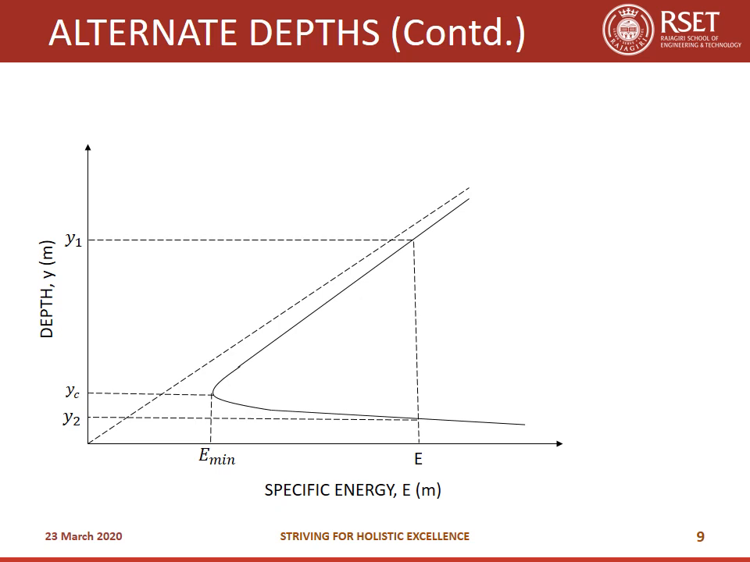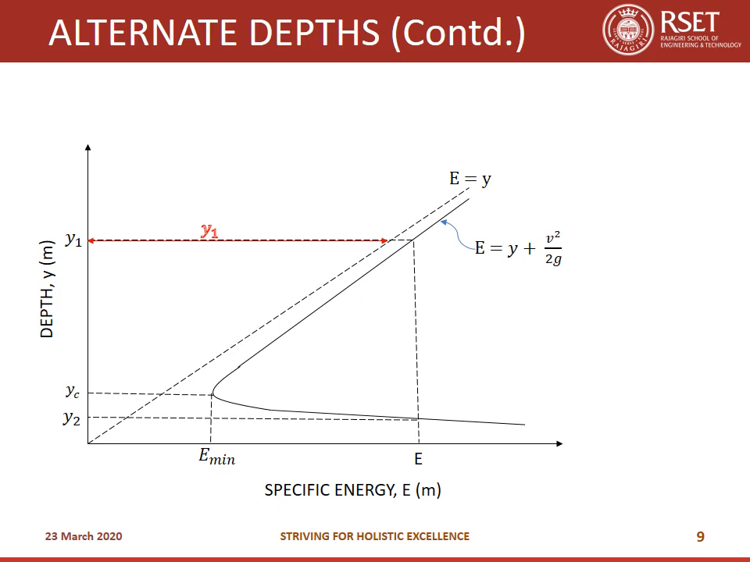I'm taking the specific energy curve once more. Now you have to pay a little bit of attention here because it's a graphical procedure that I'm going to explain. So if you see, I have plotted the specific energy curve and I've also plotted the line E equal to y. The dotted line making an angle of 45 degrees with the x and y axes is the line E equal to y, and your specific energy curve has the equation E equal to y plus V squared by 2g. So now let me consider the depth y1. Please pay close attention to the value of depth y1.